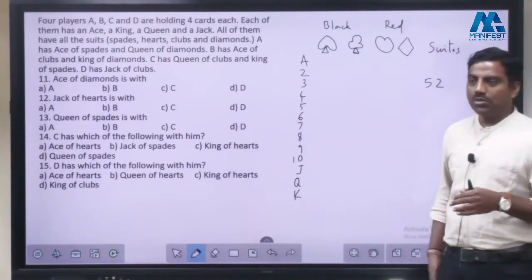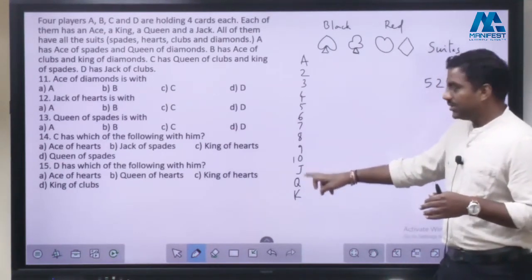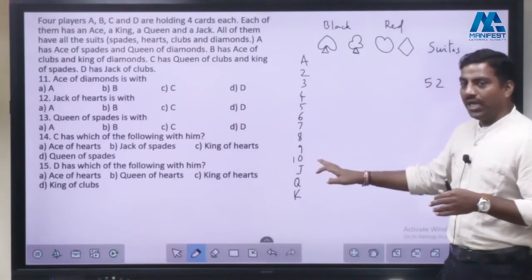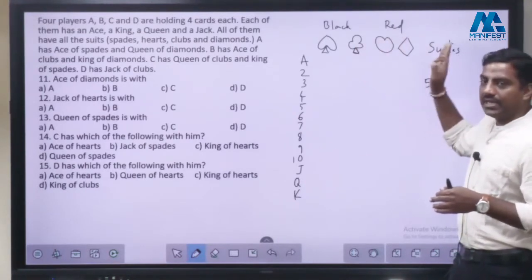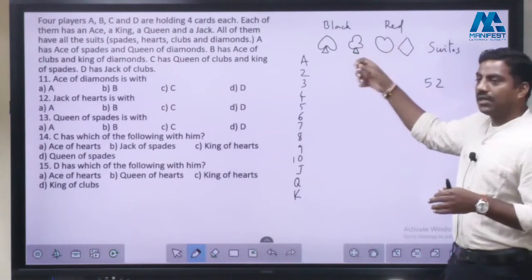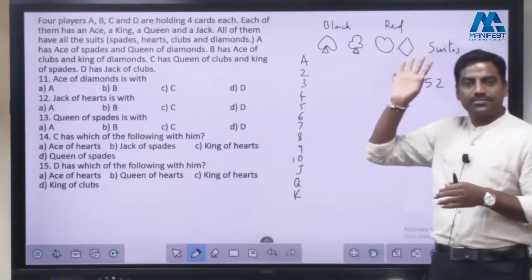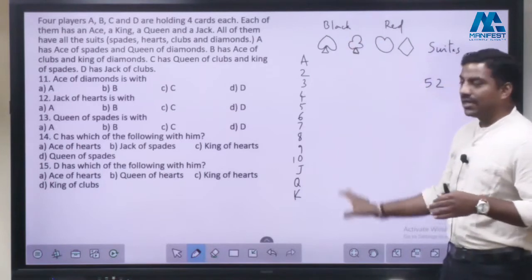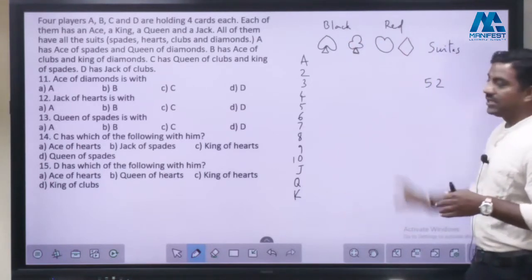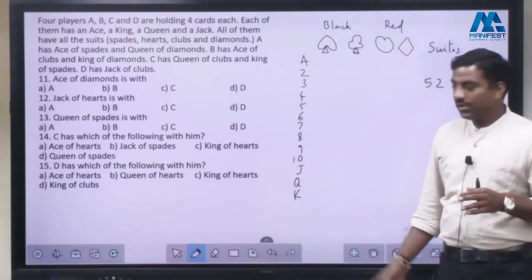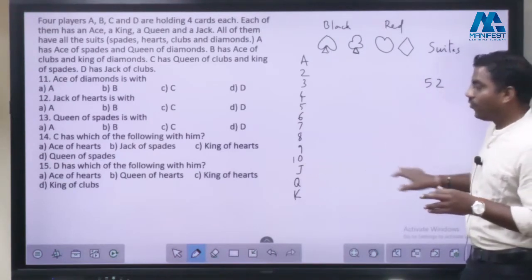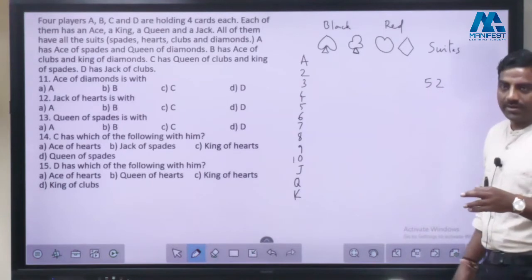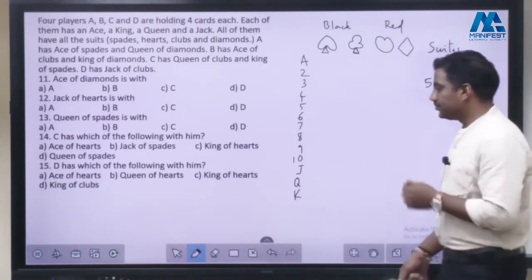Done? No problem. These are faced cards. These are numbers from A to 10. These are suits: spade, club, heart, and diamond. These are black in color. These are red in color. That's it. So here 26 black, 26 red. Then if you take the faced cards, 3 into 4, 12 faced cards will be there. Done? No problem? Yeah. Look at this question.